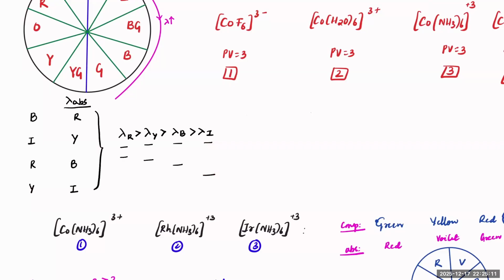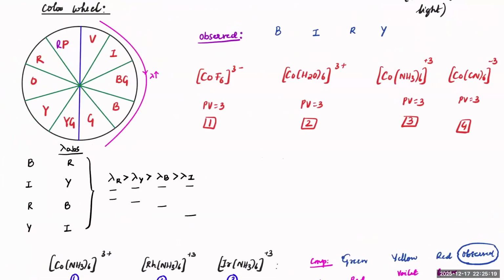So if the splitting energy is highest, that means it should have the strongest ligand, strong field ligand. Out of these four, which has the strong field ligand? Cyanide. So since here the lambda absorbed is the least, it will absorb indigo color and hence it is seen as yellow. So this is the yellow one. Out of these three, the next strongest ligand is ammonia. So ammonia is the one which will appear to be red.